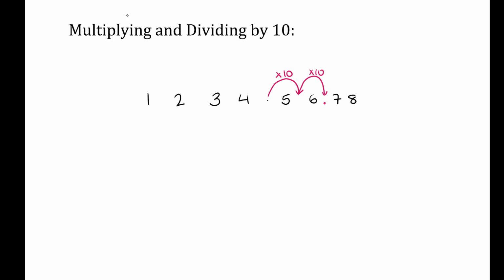And the opposite applies. To divide by 10, you want to move the decimal point to the left. This will become 123.45678. And once again, you can keep doing this. You can just keep going.